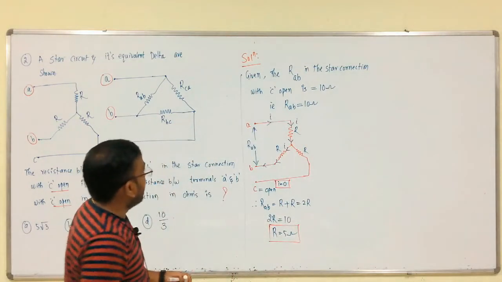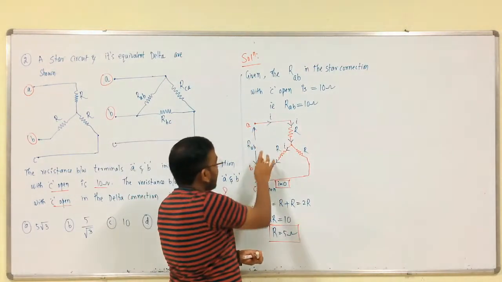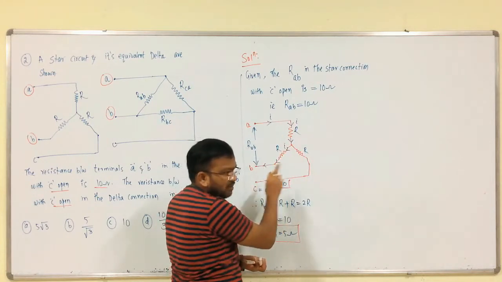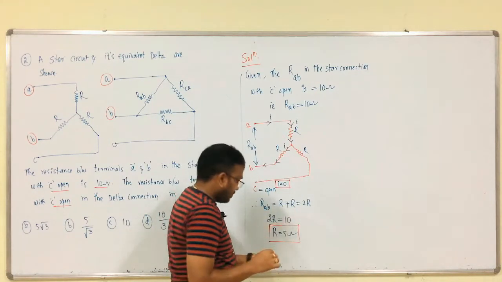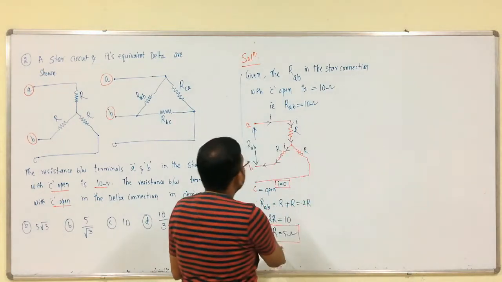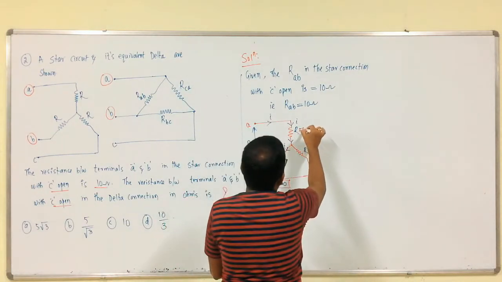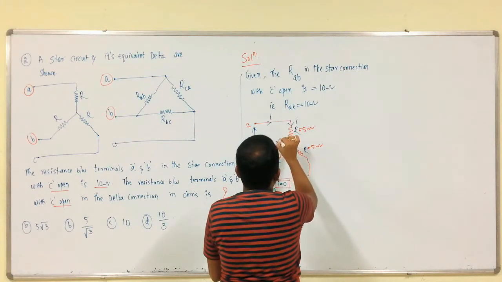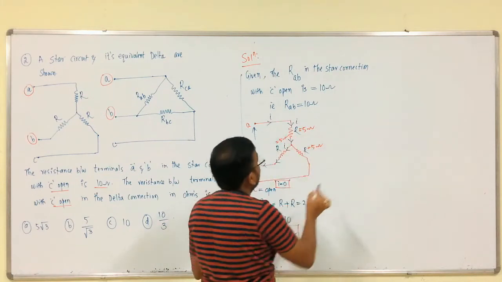We all know this formula: between x and y, Rxy is equal to Rx plus Ry, between y and z, Ry plus Rz, right. So, the resistance is nothing but 5, which is equal to 5. We got this value.